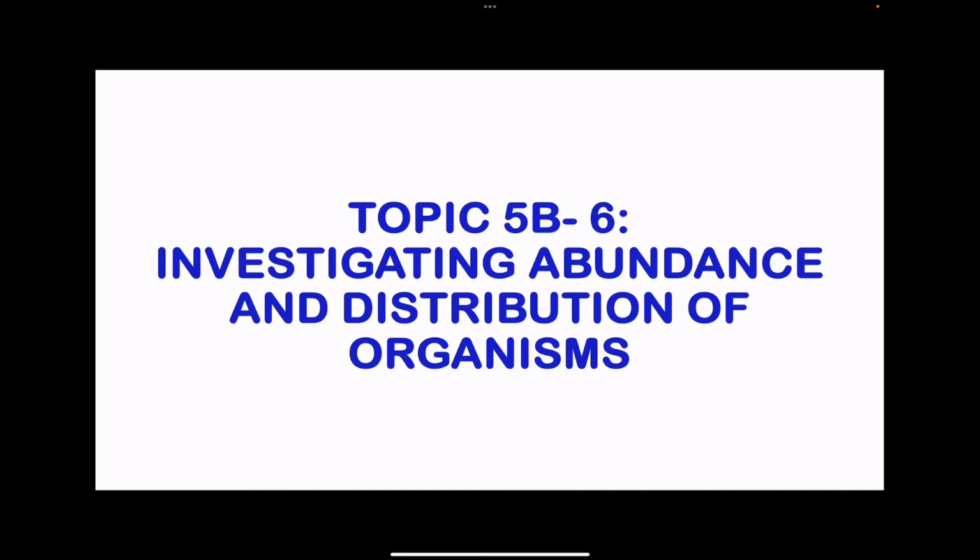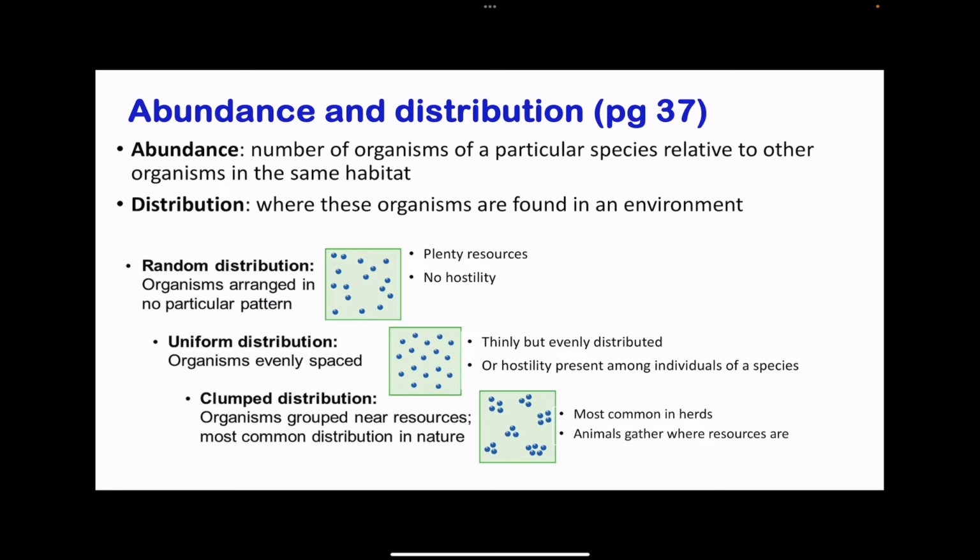In topic 5b6, investigating abundance and distribution of organisms. Looking at abundance and distribution, abundance relates to the number of organisms of a particular species relative to other organisms in the same habitat. Distribution is to do with where these organisms are found within the environment.